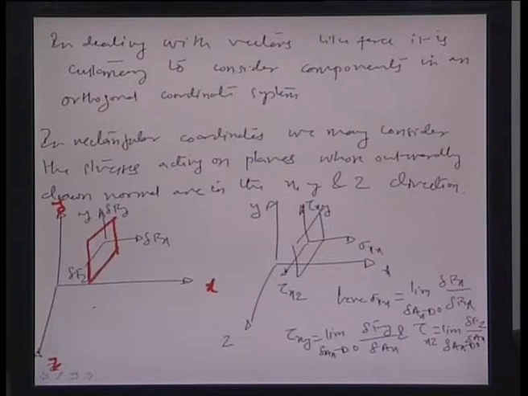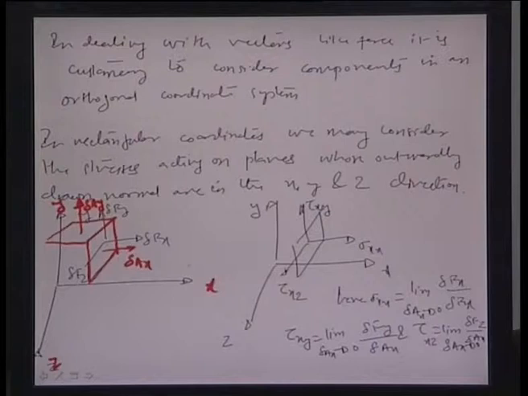One of the planes is the one whose outward normal is drawn in the x direction. I am representing it by this red line here. Let us call this area vector delta Ax. Another would be similarly in the y direction, an element which is orthogonal to this Ax element, called delta Ay, and similarly delta Az.